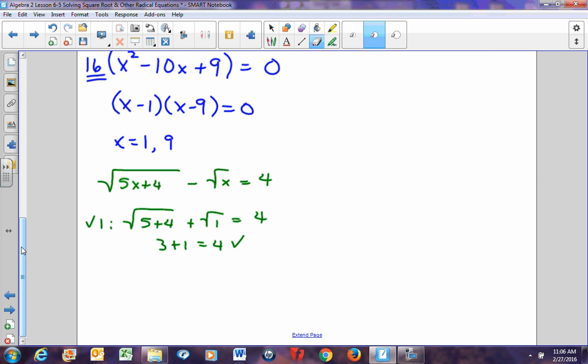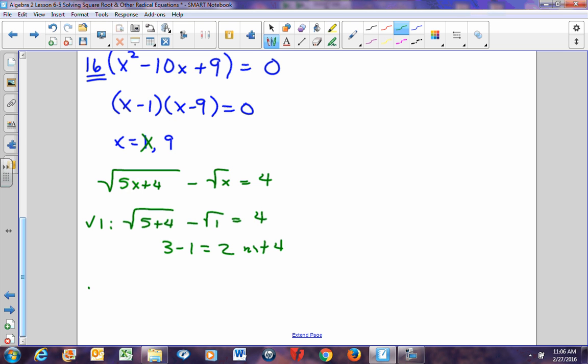I changed one of my signs. Okay, right here. 3 minus the square root of 1. So we're going to have 3 minus 1 equals 2. That does not equal 4. So it doesn't work. So 1 does not work.